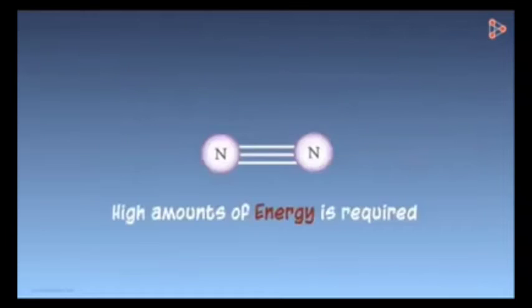However, the relevant molecule has a very strong triple bond shared between its atoms, and it's very difficult to break this bond. It requires high amounts of energy. Lightning can break the bond, but that doesn't always help. Even plants cannot get nitrogen directly from the air.